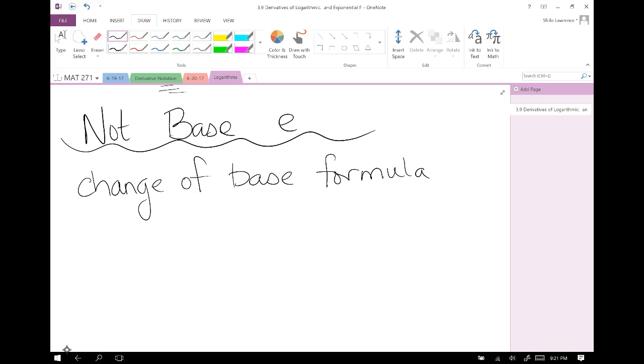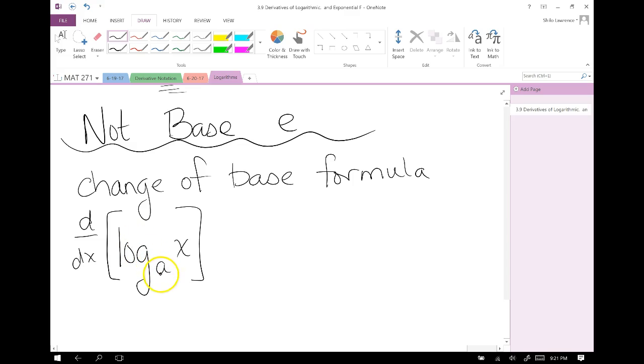For us, what we want to do is use the change of base formula to take a log that's written in a different base and change it to a natural log, because we know how to do derivatives of natural logs now. So if we're given a log that's in a different base and we're asked to take the derivative, before we take the derivative, we can use our change of base formula and rewrite log base a of x. Now, a could be anything.